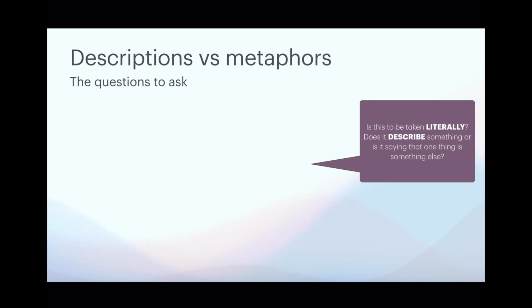Okay, so let's see. Her hair was golden in color and resembled a lion's mane. Am I saying that her hair was a lion's mane? No, I'm saying that it resembled a lion's mane. Now, golden in color, there is a color that is like gold. So golden in color is an actual description, right? So this is to be taken literally.